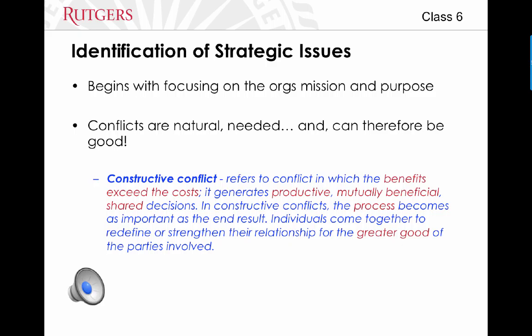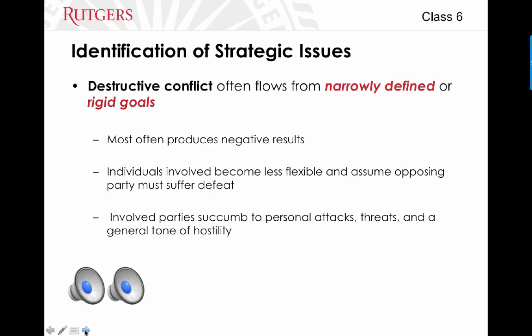In constructive conflicts, the process becomes just as important as the end result. Individuals come together to redefine or strengthen their relationship for the greater good of the parties involved. Destructive conflict, on the other hand, often flows from narrowly defined or rigid goals. Most times, destructive conflict will produce negative results.